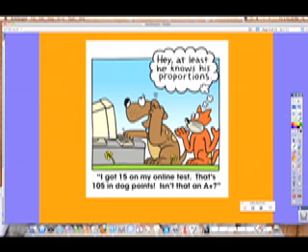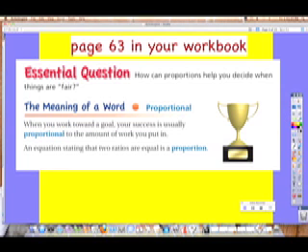Okay, what I want you to do next is open up your calculators. Excuse me, not your calculators. Open up your workbooks, page 63, please. Again, open your workbooks, page 63. Today we're talking about proportions. I like proportions. I like them a lot, and I think you guys are going to pick this up super fast.